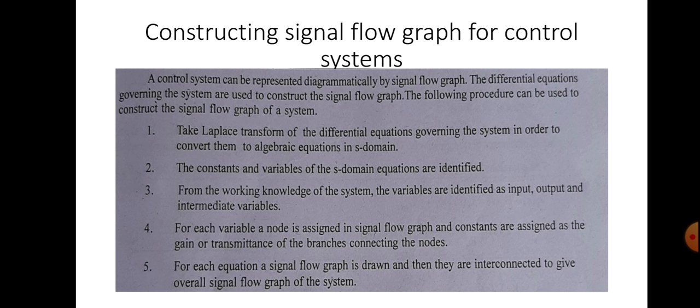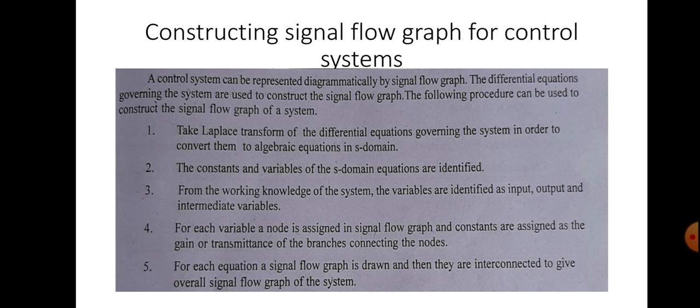For each variable, a node is assigned in the signal flow graph and constants are assigned as the gain or transmittance of the branches connecting the nodes. We know that in the signal flow graph there are nodes and branches, and branches will contain an arrow mark, and we will represent the gain above the arrow mark. In the system there will be input and output, and they are represented by nodes, and the constants in the S domain equation represent the gain. For each equation a signal flow graph is drawn, and then they are interconnected to give the overall signal flow graph of the system.